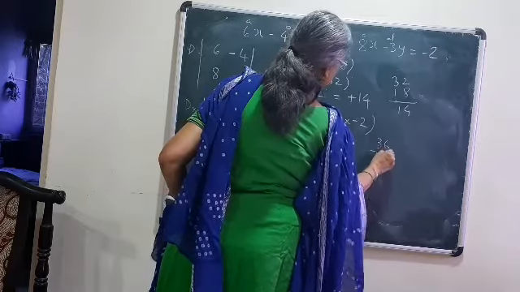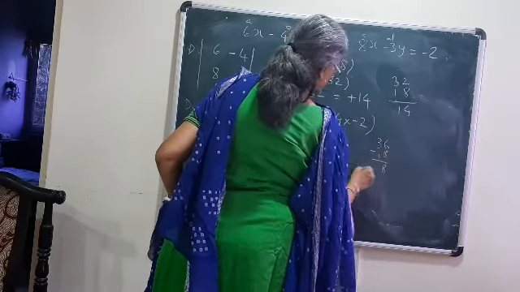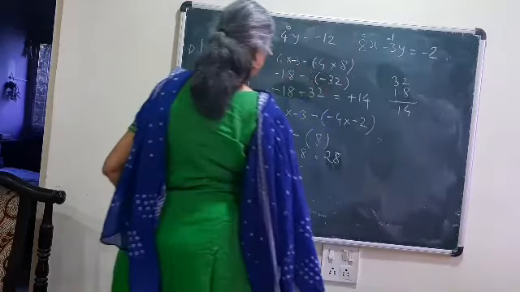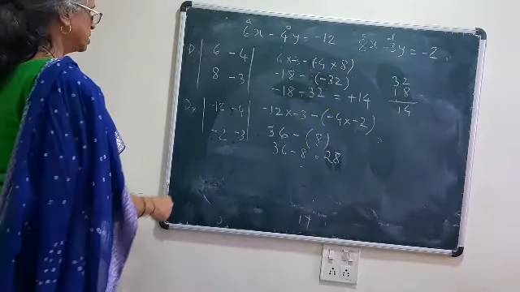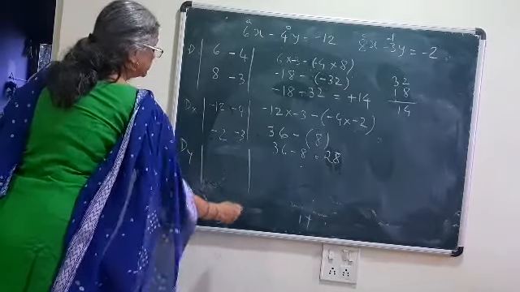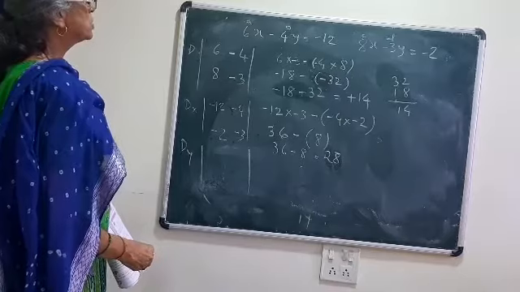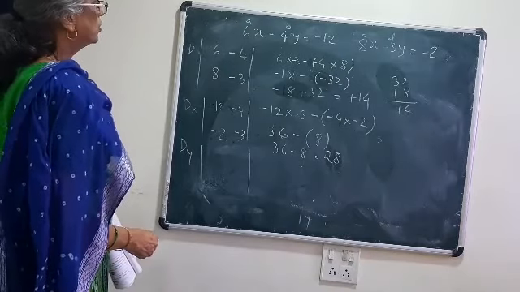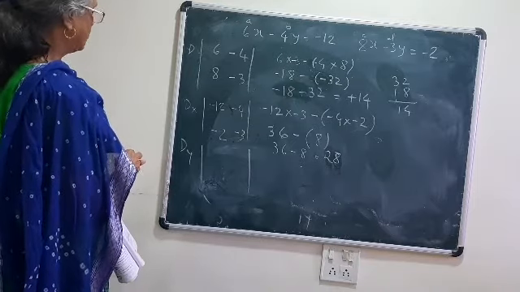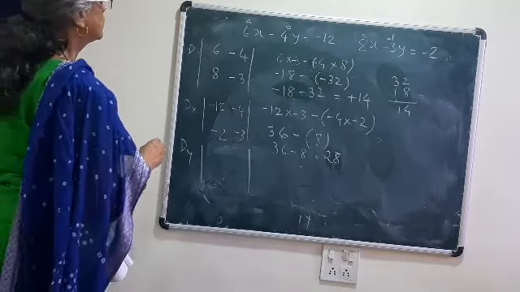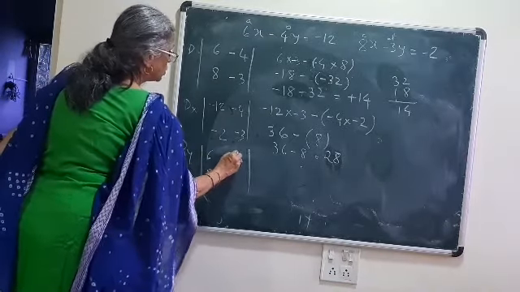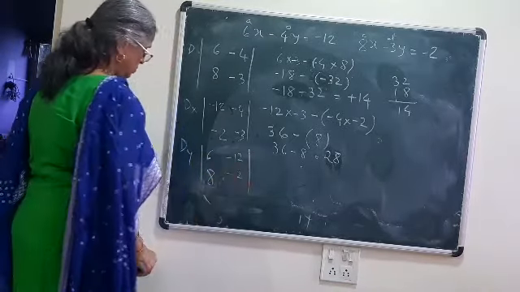36 minus 8, 28. So here 28 is the answer. 36 minus 8 will be 28. Then dy is equal to, we are going to write the coefficient of y, constant term we have written first for dx. For dy we are going to write the coefficient of x first, 6 and 8. And then we are writing the constant terms, which are minus 12 and minus 2.